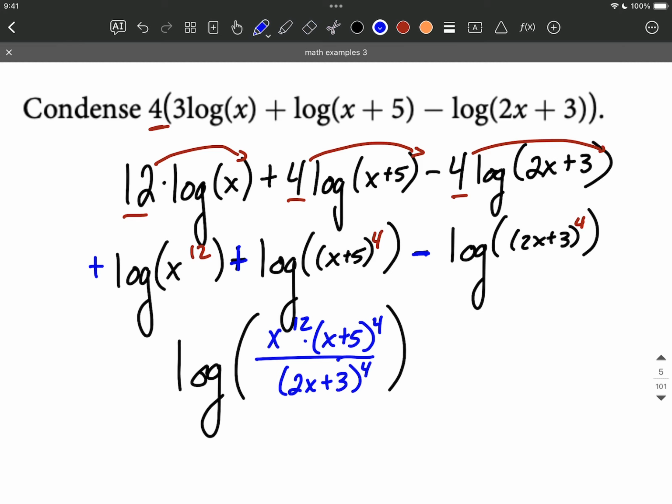Hope this helps out as you're working on learning how to condense logarithmic functions that are added or subtracted into a single logarithm.